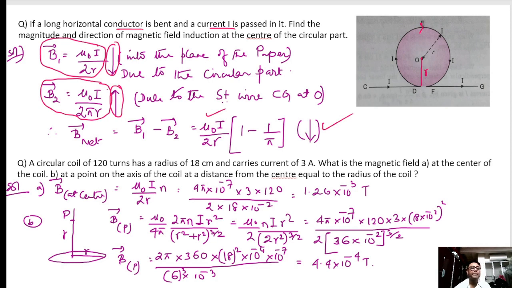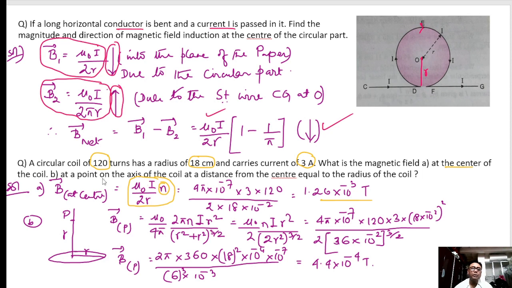Similarly, as we can see here, there is a coil of 120 turns, radius given 18 centimeter, and current flowing is 3 ampere. What is the magnetic field at the center? At the center the magnetic field formula is this, having n turns. So putting in the values, this is the magnetic field due to the circular wire having 120 turns.